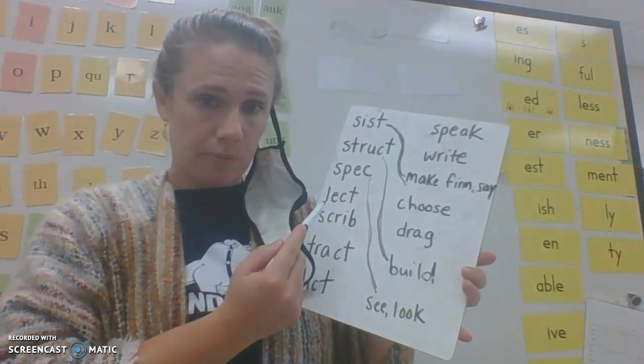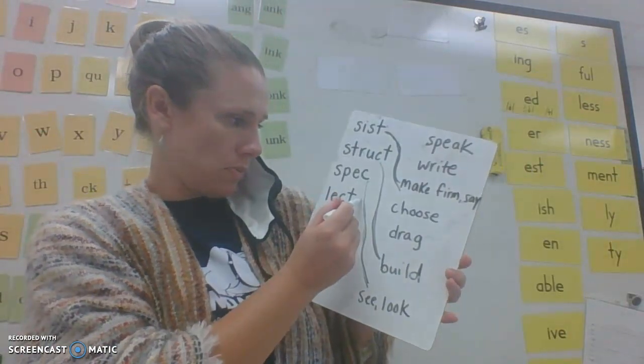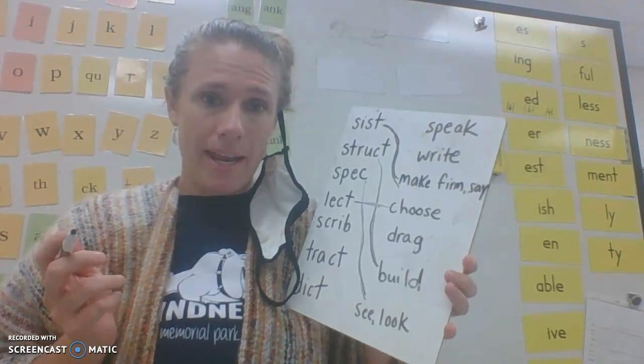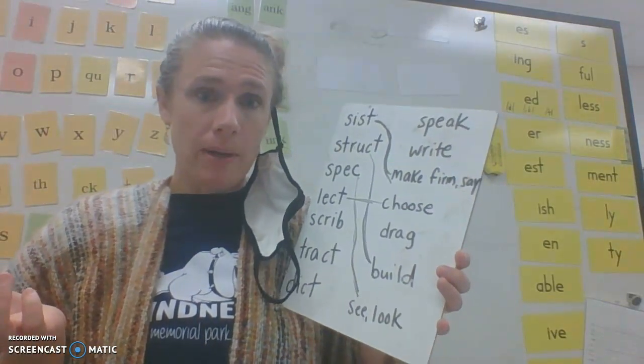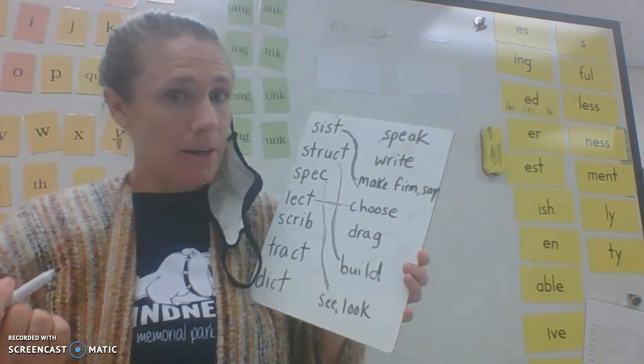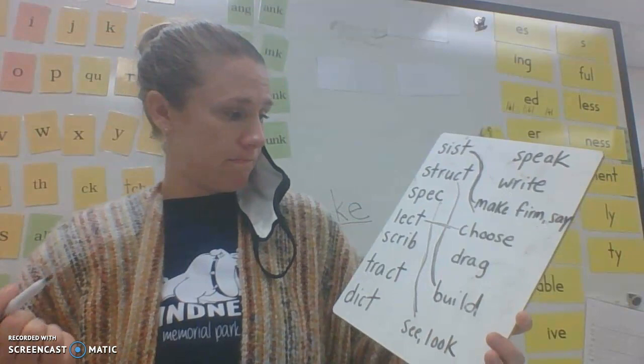What's our next root? Lect. And lect means, oh, look at that, straight across. Choose. You can elect to make your bed or not. You can choose to make it, elect. But you better choose to do it or else the other people in your house might not be pleased.